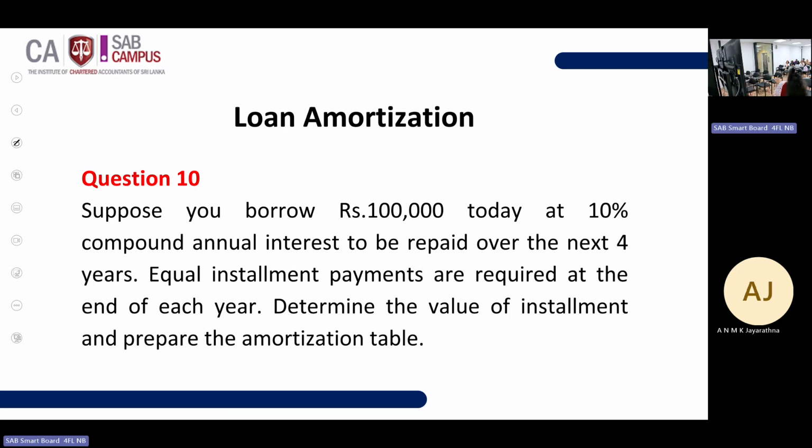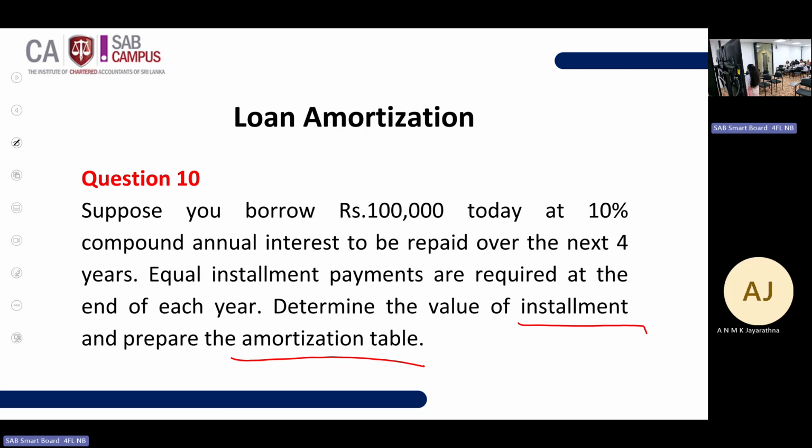And if you want, you can read the question again. Suppose you are trying to borrow 100,000 today. That means the present value of the total annuities. The compounded interest rate is how much? That is 10%. And how many years? 4 years. Equal installment payments are required at the end of each year. Calculate the installment and prepare the amortization table. Right, last part, the amortization table.